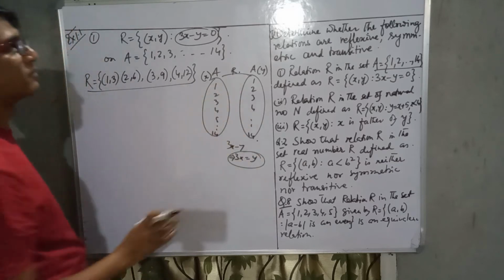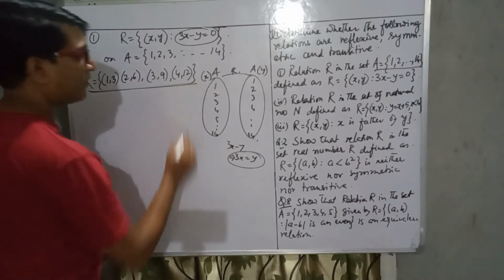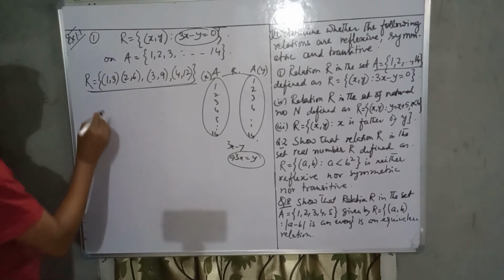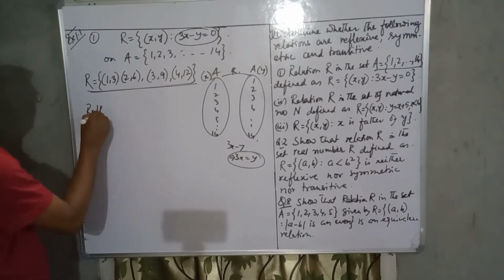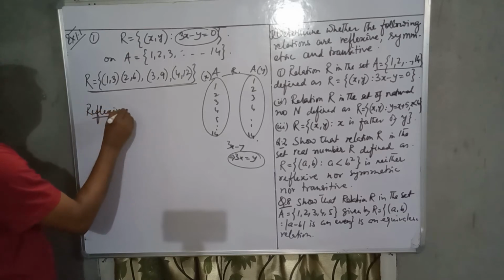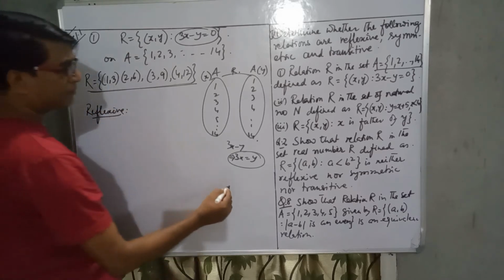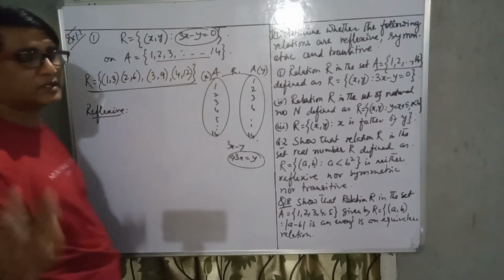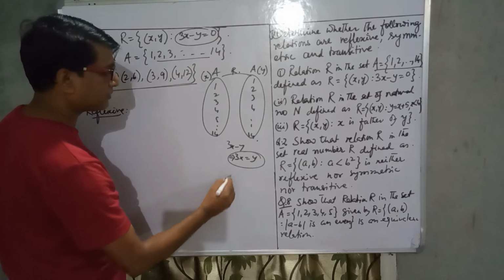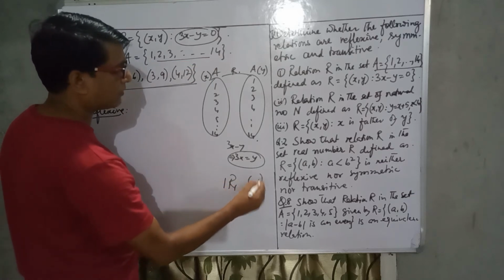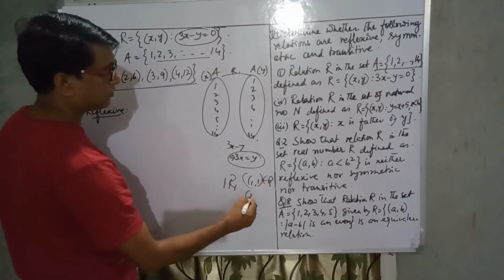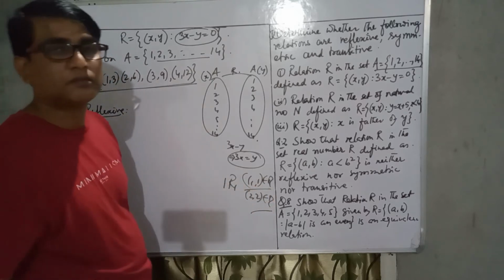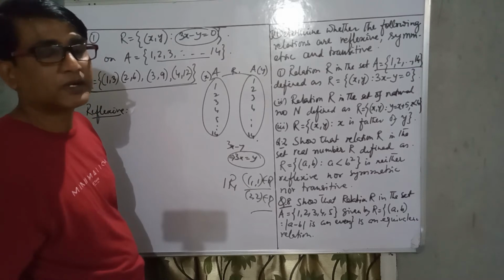Okay, now we have to check whether this relation is reflexive, symmetric or transitive. First, reflexive. In the case of reflexive, each and every element of A should be related to itself. That is, 1 must be related to 1, which means (1, 1) belongs to R, (2, 2) belongs to R. That type of element should belong to the relation.